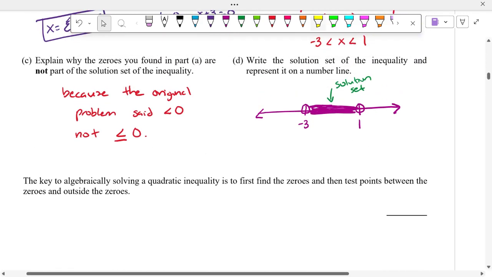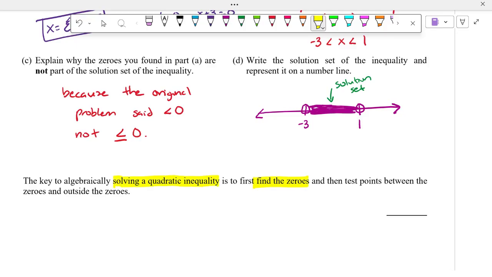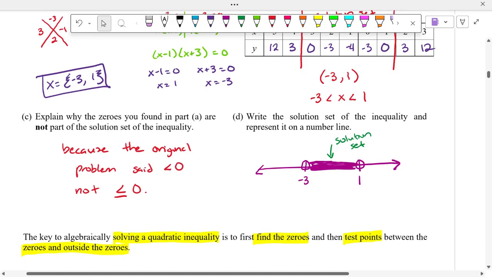So the key to solving a quadratic inequality algebraically is to first find the zeros. So in other words, solve it like an equation. Then test points between the zeros and outside the zeros to see where your solution will lie. So you need to check 3 points. You need to check 1 point on either side of the solution set. So if it was this one originally, I would say 1 less than -3, 1 greater than 1. And then you need to pick a number between the two.